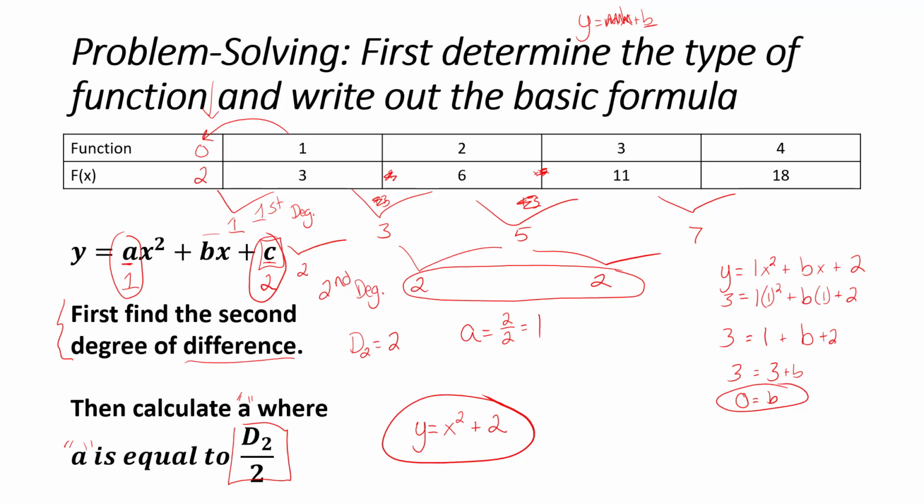Well, let's check that and see if that's true. 1 squared plus 2 is 3. 2 squared, 4, plus 2 is 6. 3 squared, 9, plus 2 is 11. So sure enough, that equation works just fine for this given set of data. Hopefully that helps you understand finding equations for given sets of data.